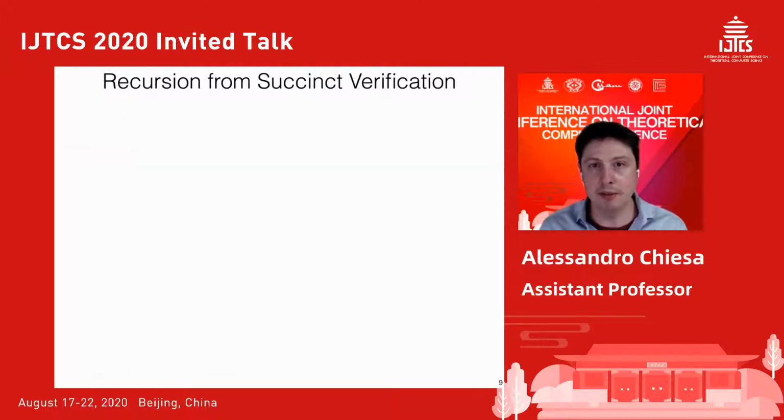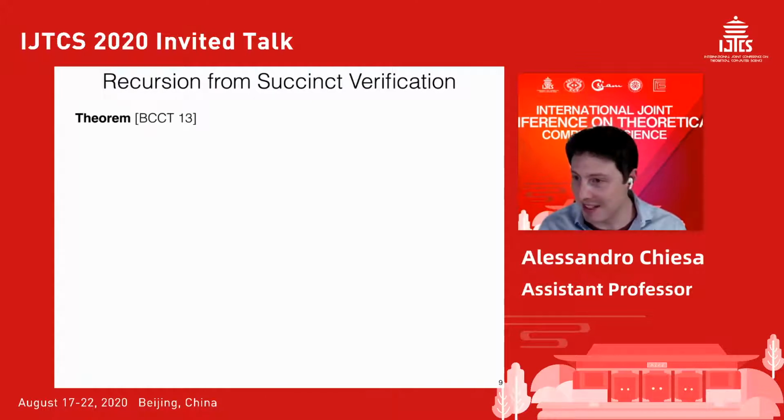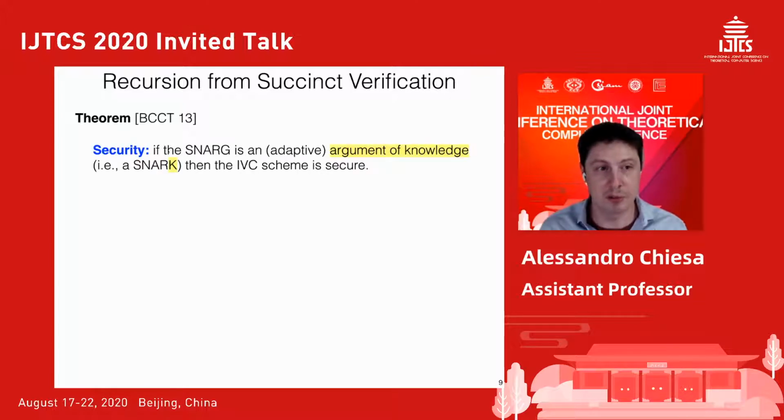So now we should ask, is this secure? A few years ago, it was proved that from a security standpoint, if the snark is a so-called adaptive argument of knowledge, this is what you typically see being referred to as a snark with a K in the end that refers to this argument of knowledge property. I'm not going to go into detail, just some cryptographic requirement that strengthens the security of the snark. Then whatever I've shown in the prior slide essentially is a secure IVC scheme.